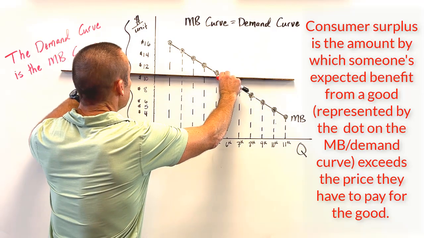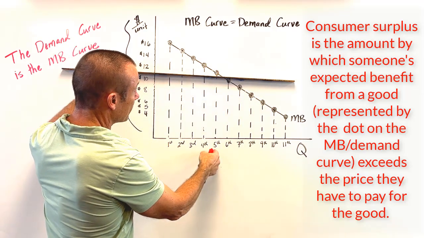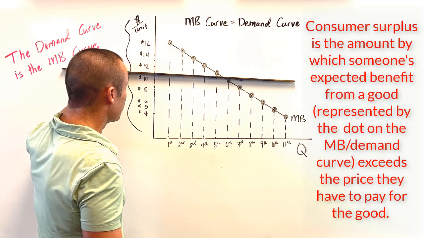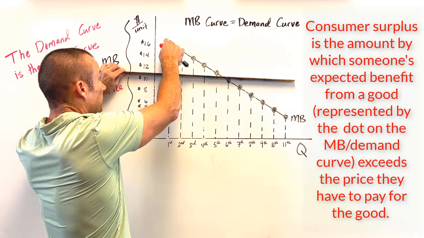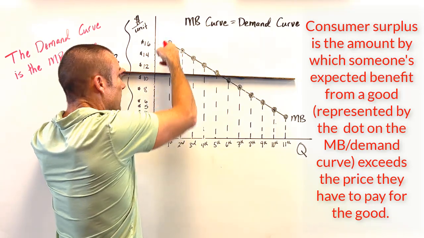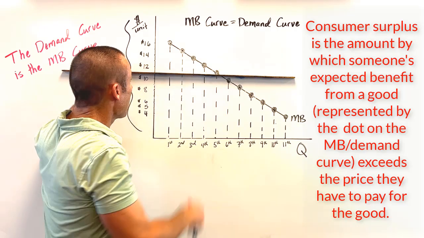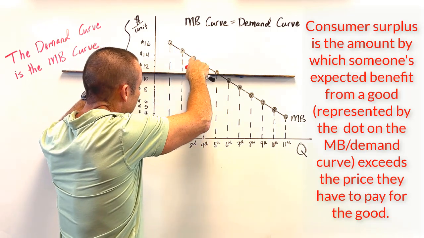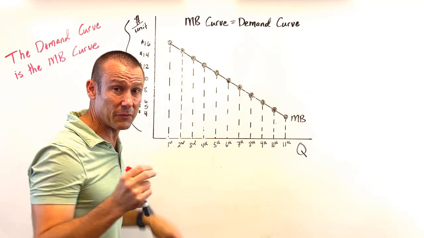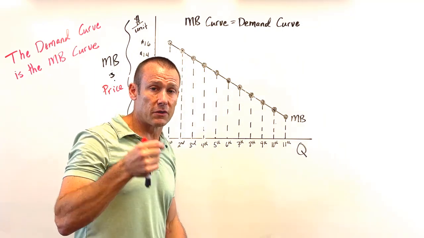So again, right here, all of these goods, these first five goods are going to provide some level of surplus. For that person who values it up to $16, that's quite a bit of surplus. The benefit that they think they're going to get from the good is far higher than the price. And again, these little verticals right here is just the surplus. It's the amount the benefit exceeds the cost of the good.